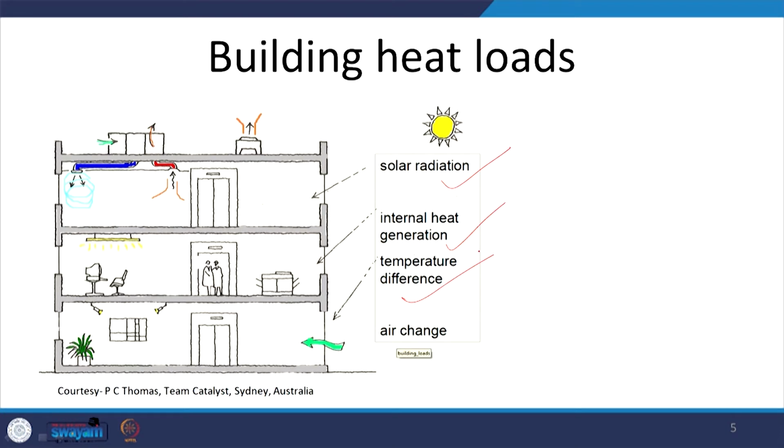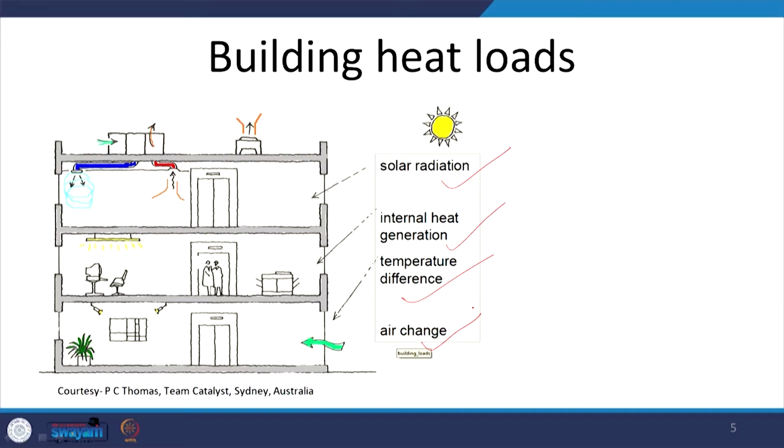We also talk about the temperature difference, which is largely due to the climate, the weather of the place. So, how much the temperature differential is going to be there, and how much heat ingress, or heat exchange in the other direction, will be there. We also talk about the air changes. The minimum number of air changes required are also already specified by the codes, as we have already seen.